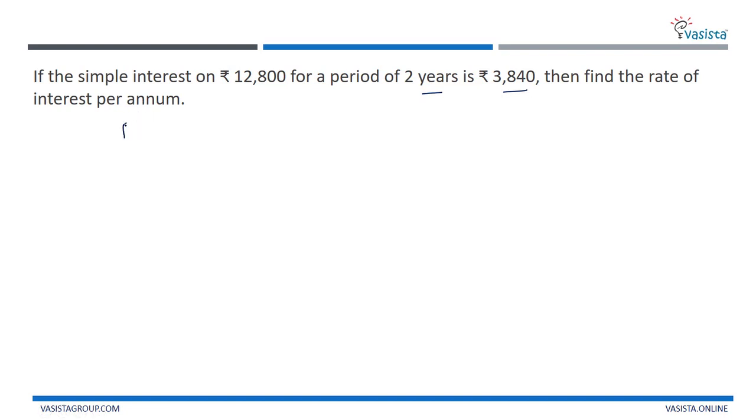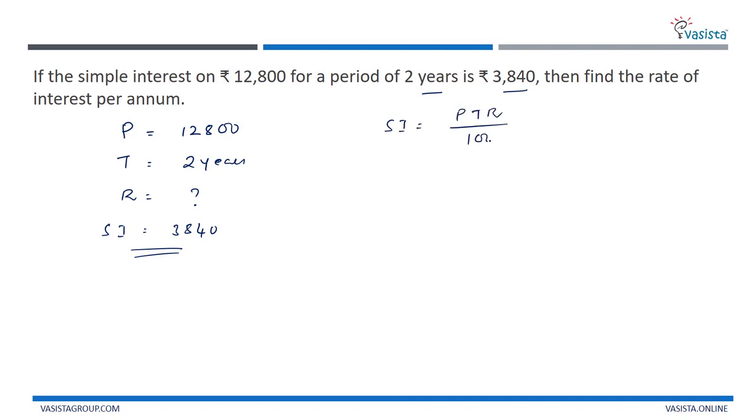So they have given the principal. Principal is equal to 12,800. Time they have given, that is 2 years. Then R, we have to find out, the rate of interest. They have given simple interest, that is going to be 3,840 rupees. Now we know that simple interest is equal to PTR by 100.